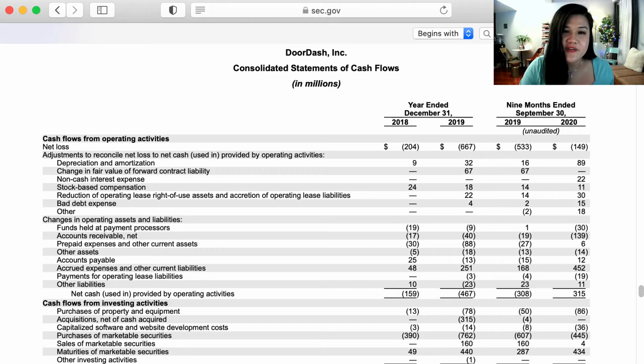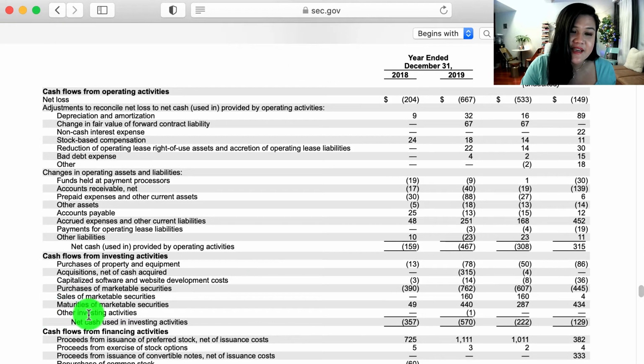We're now looking at DoorDash's statement of cash flows. There are three main components of the statement of cash flows, and that is cash flows from operating activities, cash flows from investing activities, and cash flows from financing activities. I am happy to report that for the first time ever, DoorDash is showing a positive cash flow of $315 million from cash flows from operating activities. So finally, I have something positive to say about the company.